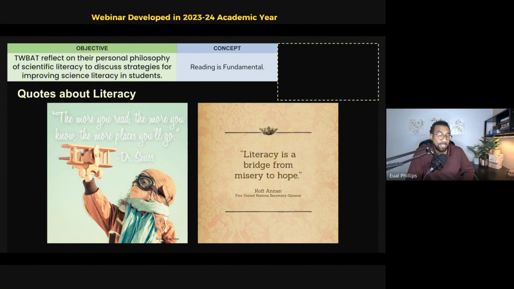Dr. Seuss. Everybody loves Dr. Seuss, I hope. Also, "literacy is a bridge from misery to hope." Quote by Kofi Annan.